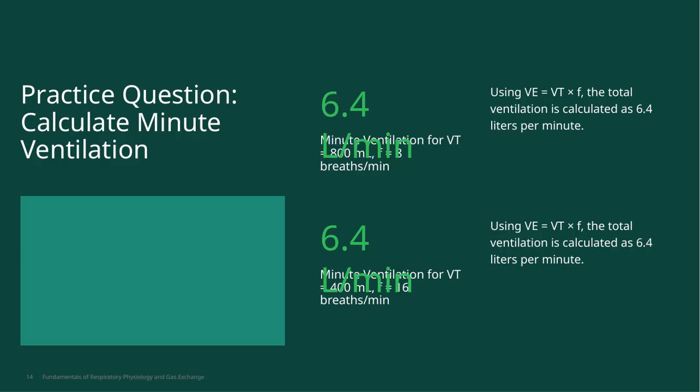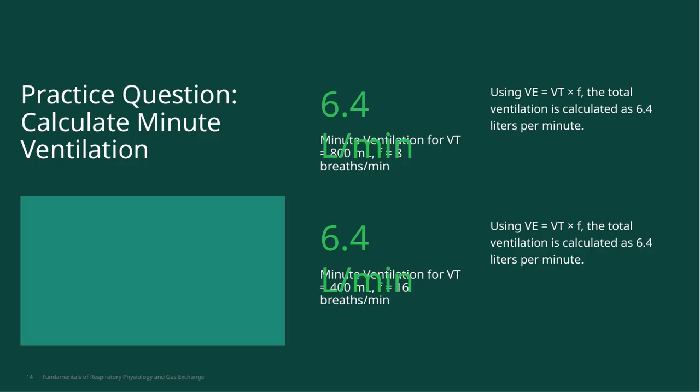All right, let's walk through this practice question on minute ventilation. Using the formula VE equals VT times F, where VE is the minute ventilation, VT is the tidal volume, and F is the respiratory rate, we can calculate the total amount of air moved in a minute. In this example, we have a tidal volume of 800 milliliters and a breathing rate of 8 breaths per minute. When we do the math, multiplying 800 ml by 8, we get a total ventilation of 6.4 liters per minute.